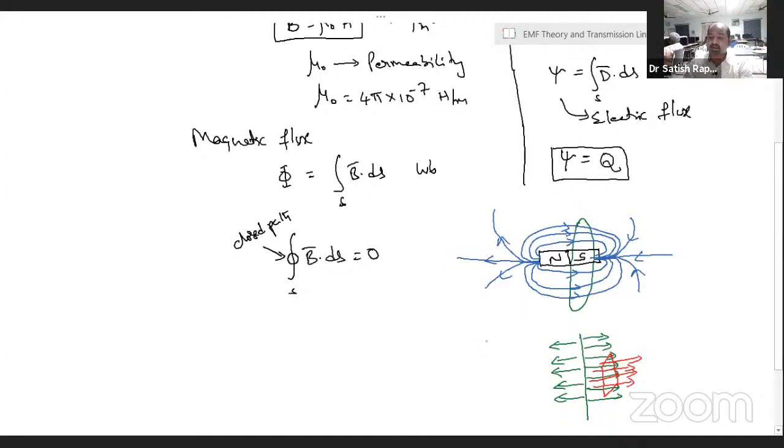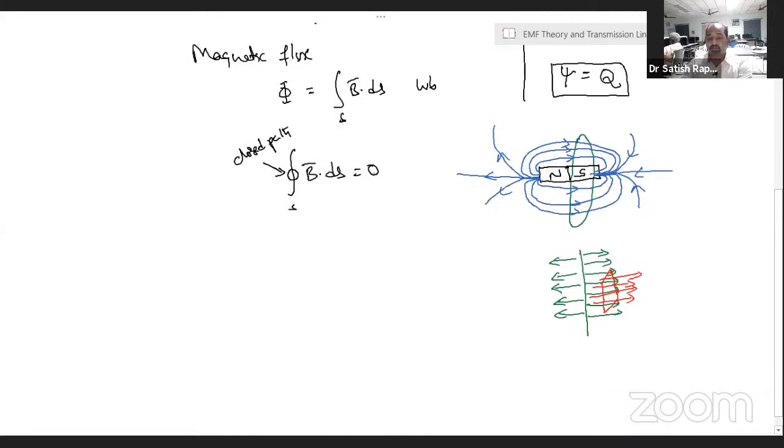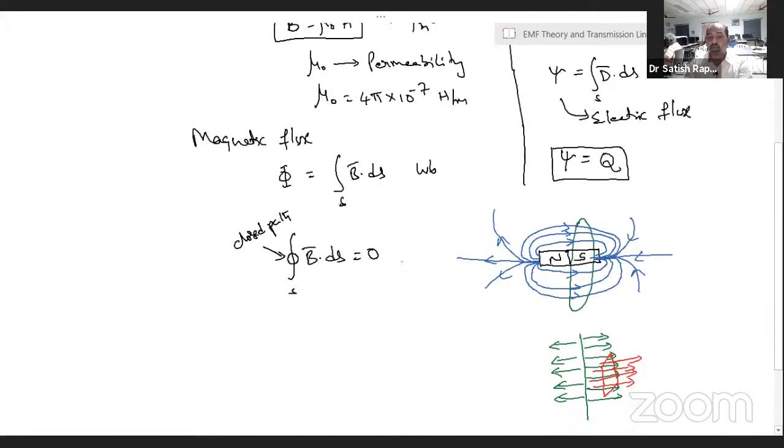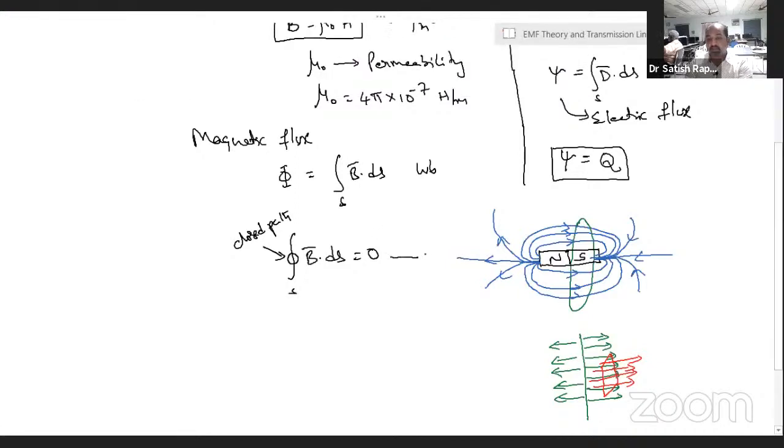So therefore, in electrostatic fields, the flux lines are not closed, whereas in magnetostatic fields, the flux lines are closed. So therefore, the total flux over a closed path is zero, right? I hope you understood. So the total flux passing through a closed path is zero, as indicated in equation 1.